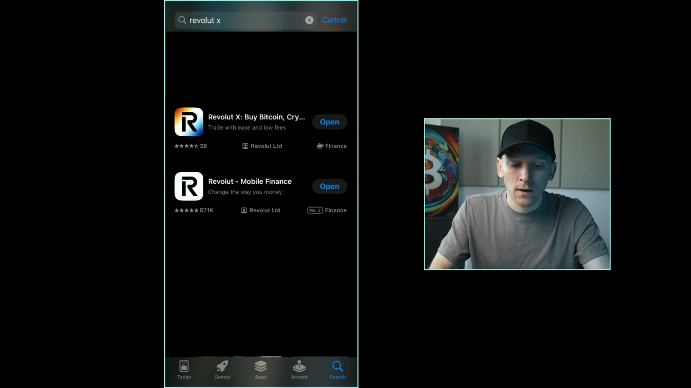You have Revolut here and then Revolut X. You need your Revolut account set up first, then you can log in with the same account details, same balances, send money back and forth for free. You just have way cheaper trading fees on Revolut X.